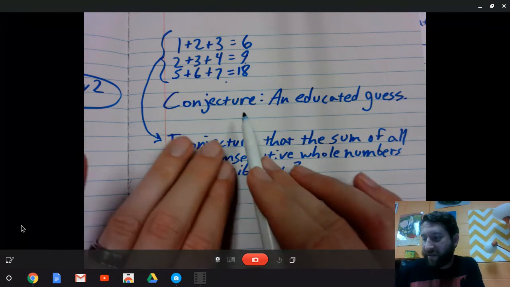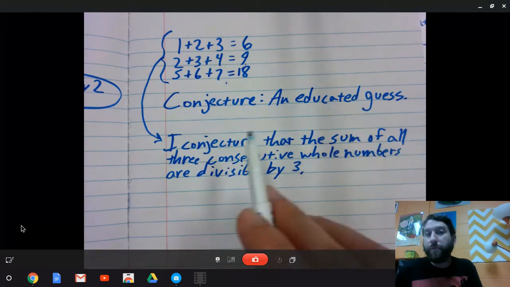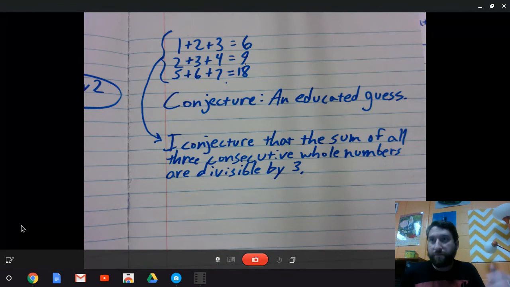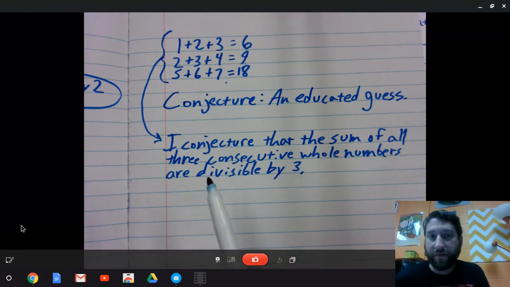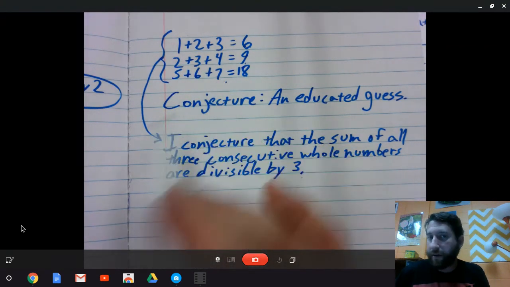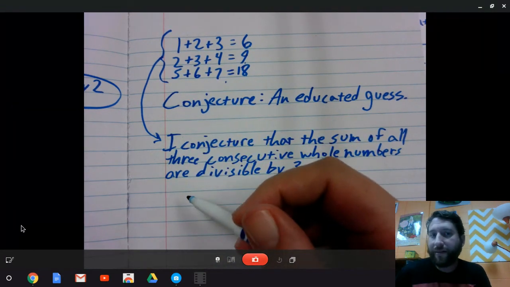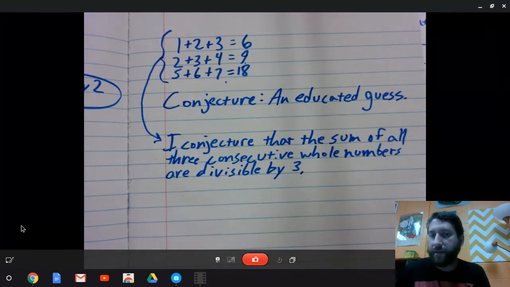So the conjecture is I'm just making a guess based on a pattern that I notice. Proof is literally proving that this works. If I do a proof, it tells me that I can do this for whatever 3 consecutive whole numbers that I want to. I don't even have to try it. I don't even have to test it. I will automatically know that it's going to work. That's a proof. That's called deductive reasoning. So deductive reasoning is what we want to do.